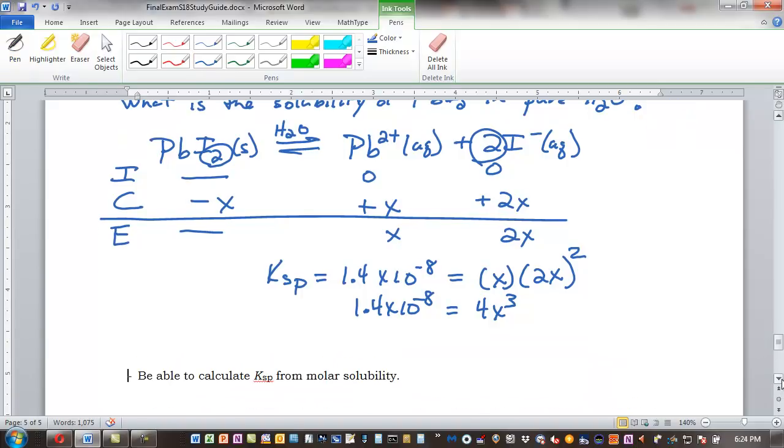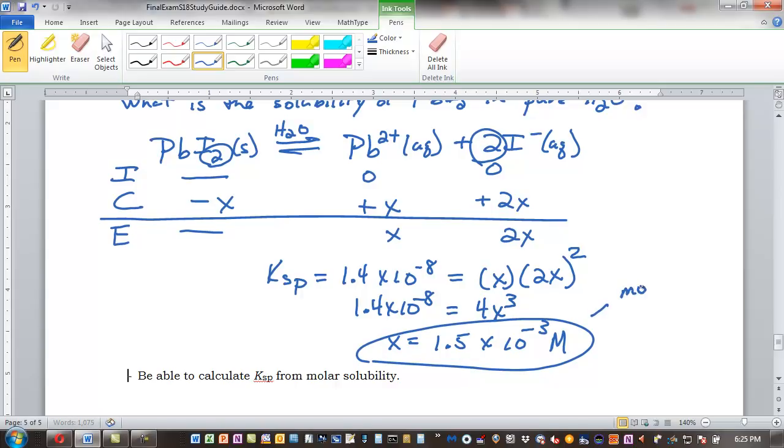All right, so divide by 4, take the cube root. Get an X value of 1.5 times 10 to the negative 3. And what is the unit on that? That is molarity. So that is your molar solubility. So that X value is your molar solubility.